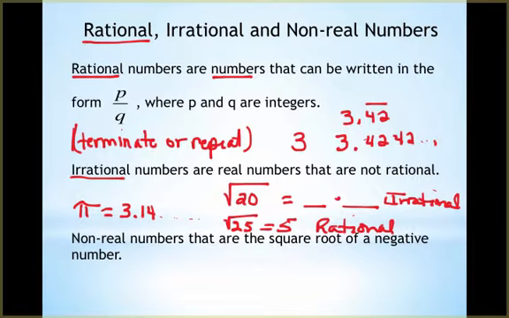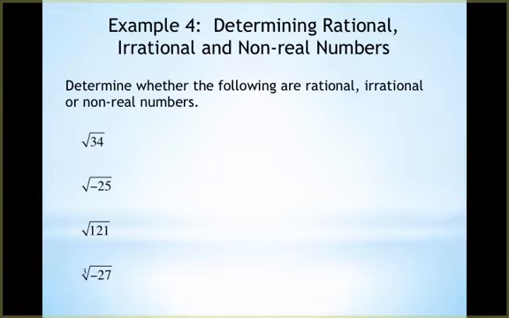And if it's the square root of something that is a perfect square, it's rational. And then the last thing that we want to talk about is non-real numbers, and we've already discussed those, and those are always formed by the square root of a negative number. So without actually calculating these, let's determine whether they are rational, irrational, or non-real.